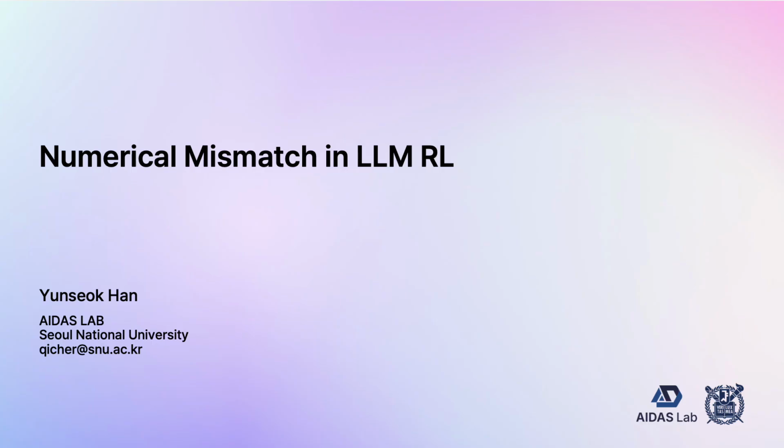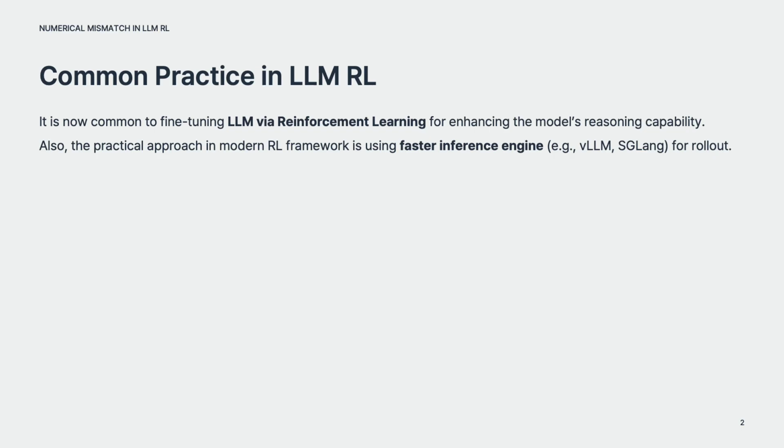In this seminar, I'd like to discuss a practical concern regarding numerical mismatches in large language model reinforcement learning. As is well known, RL fine-tuning has become a common approach for enhancing the reasoning capabilities of large language models. To apply RL, we first need to collect responses from the model, a process known as rollouts. In practice, modern RL frameworks rely on inference-optimized engines such as vLLM or SGLang to perform these rollouts efficiently.